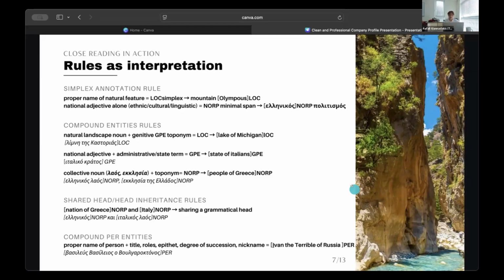This is a NORP tag. The cultural charge lives in this adjective, not in the nouns that it follows. Then there are rules for compound samples. When a natural landscape receives the genitive toponym, this is an entire phrase entity as LOC. Lake Michigan, for example. This is not a referent for the town, but for a lake.